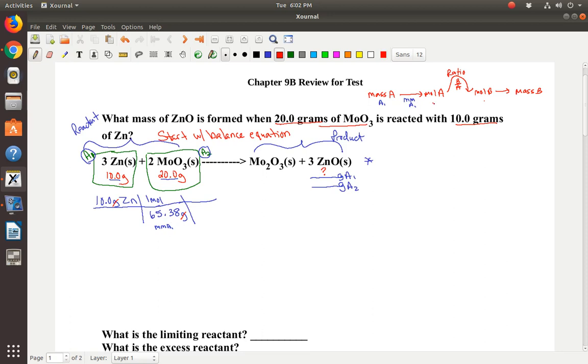And then I need to move on. I have just gotten to the moles right here. This is where I am now. I now have the moles of A1, because this would be moles of zinc. And zinc is my A1. So I'm going to go from moles of A1 to moles of B using B over A. And so my B in this case is zinc oxide. So this is where I use these coefficients. So 3 moles of zinc oxide and 3 moles of zinc.